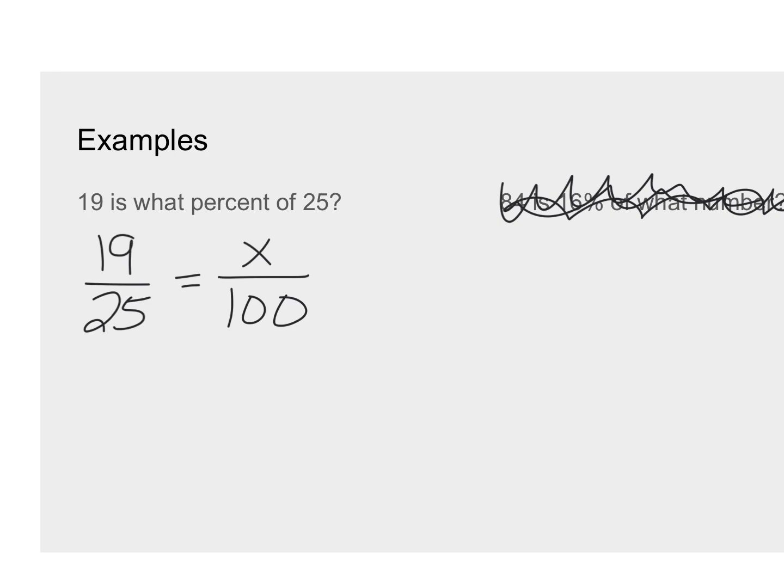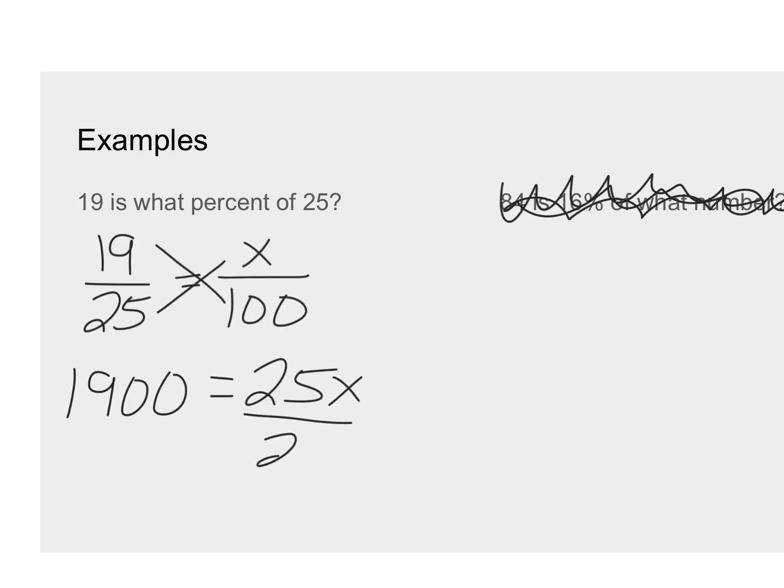Then you're going to multiply 19 by 100, and then 25 by x, which is 25x. And then you're going to divide by 25 on both sides. Yep. And you're going to get 76%. I thought I did it wrong. Did you get 76? Yep. Nice job. Everybody else get 76? Any questions over the percent proportion? Nice job.